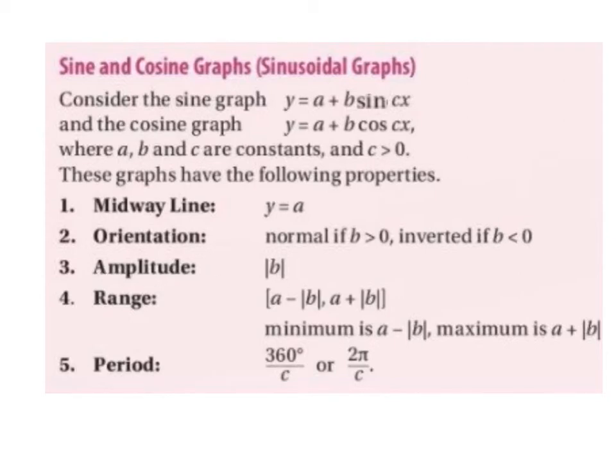The amplitude is going to be the modulus of b, so the positive value of the b, whatever is stuck on in front of the sine or cos. The range is going to be a minus the modulus of b, comma, a plus the modulus of b. The minimum is going to be a minus the modulus of b, and the maximum is going to be a plus the modulus of b. And the period will be 360 degrees divided by c, so whatever number is stuck on in front of the x, the period will be 360 degrees divided by c, or 2 pi divided by c if you're dealing with radians. So we're going to look at these in a lot more detail now in the next few videos.